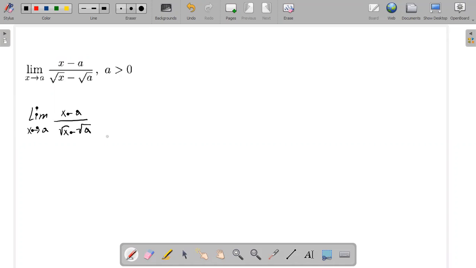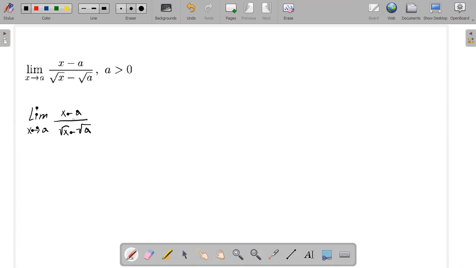Okay, a is positive, and the first thing when you're evaluating a limit is to just plug it in. If you get a result, then that will be the answer. But if you get an indeterminate form, then we have to do more work.